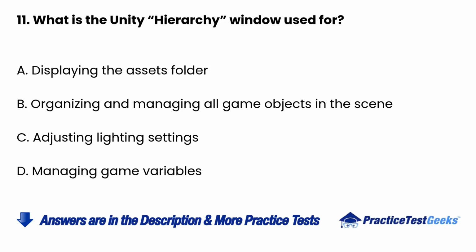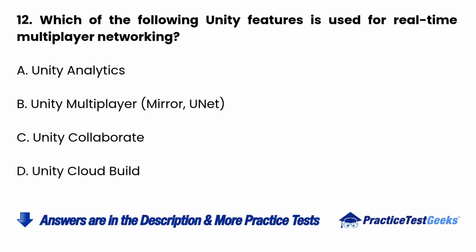11. What is the Unity hierarchy window used for? A. Displaying the assets folder. B. Organizing and managing all game objects in the scene. C. Adjusting lighting settings. D. Managing game variables. 12. Which of the following Unity features is used for real-time multiplayer networking?